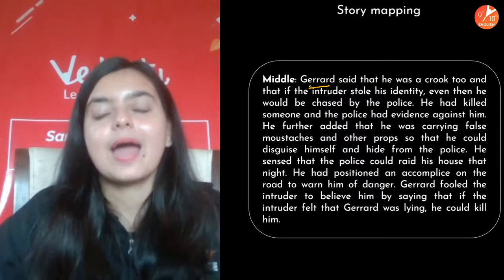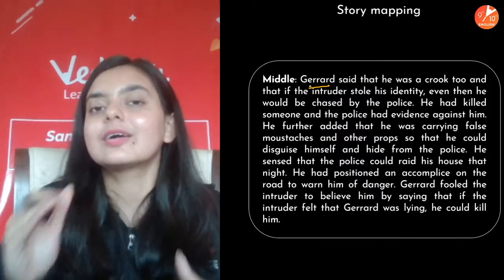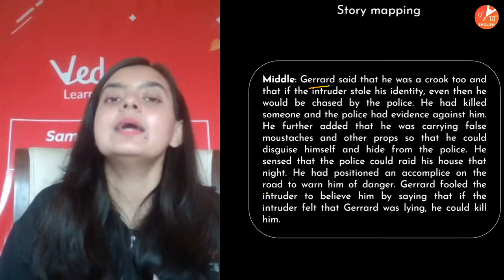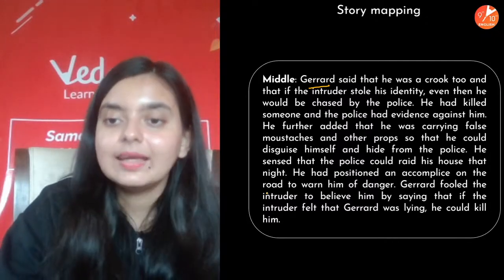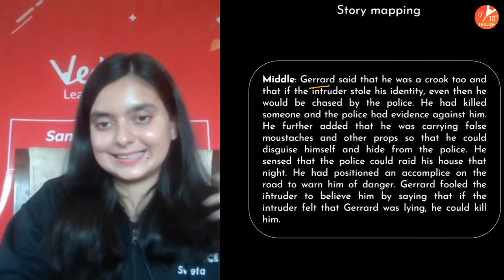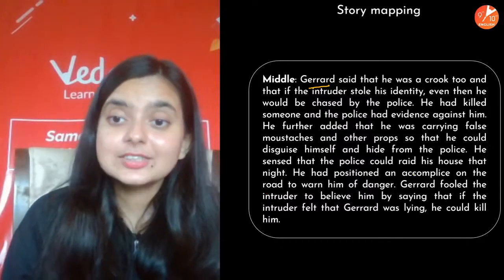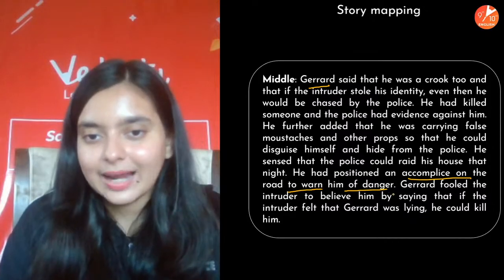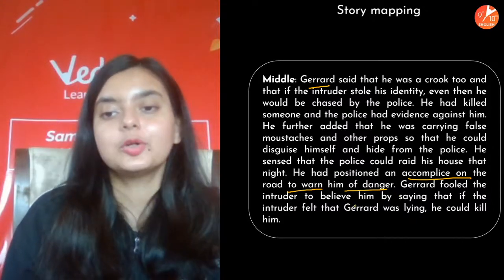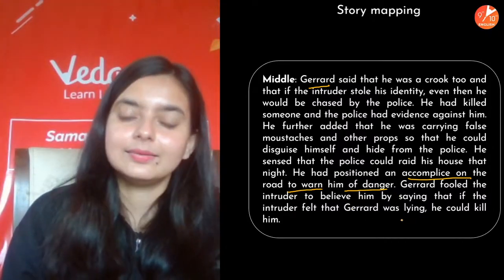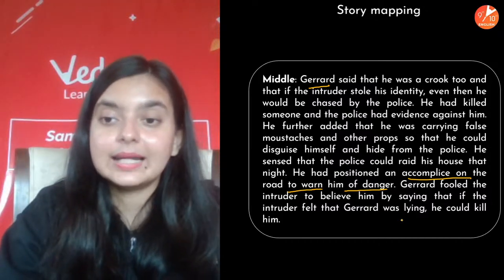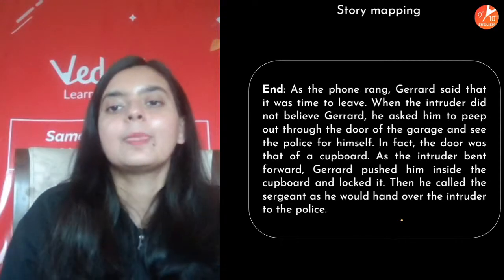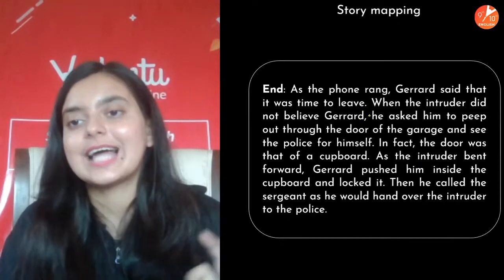Rather, he was very calm and he handled the intruder in such a calm and friendly demeanor by asking him questions, and finally he also outsmarted the intruder by weaving stories that he was also an accomplice on the run, to warn him of danger. And Gerard fooled the intruder to believe that if he was lying, the intruder could kill him. And finally, when the phone rang, Gerard said that it was the time to leave.